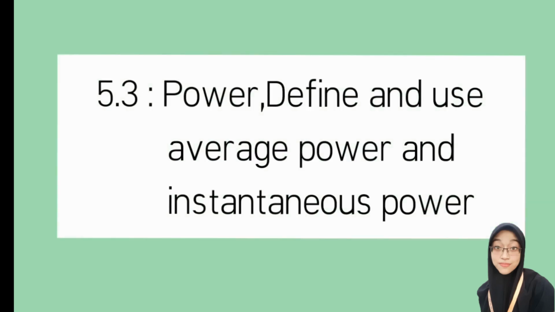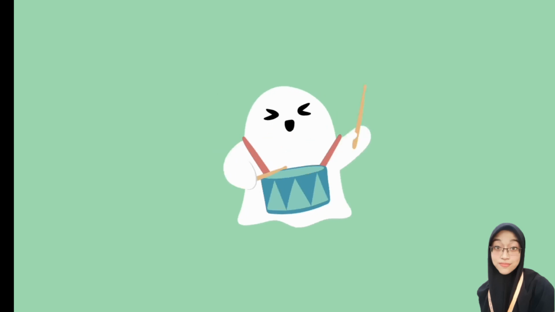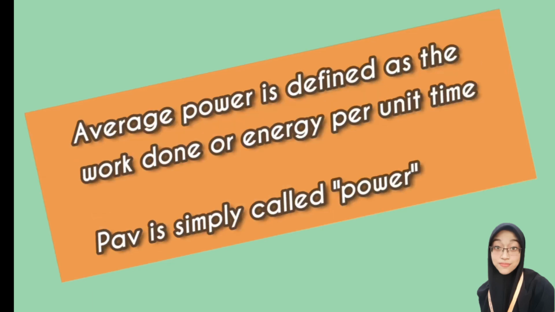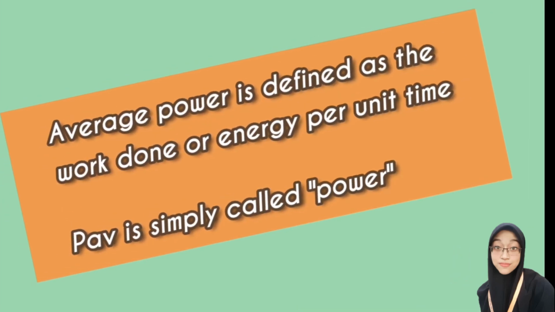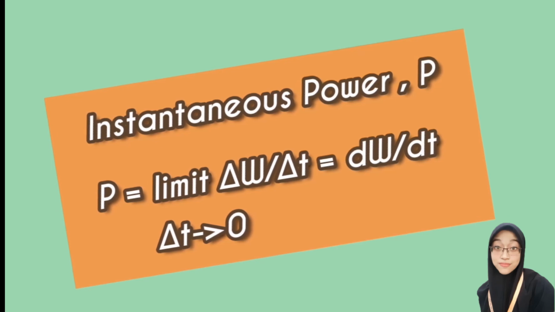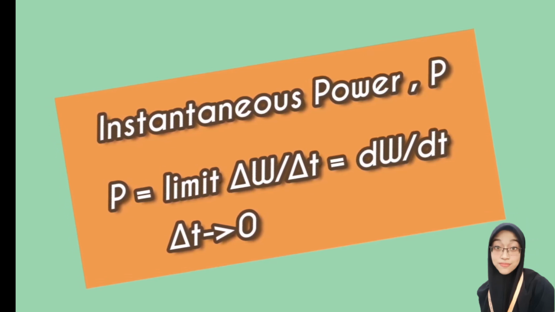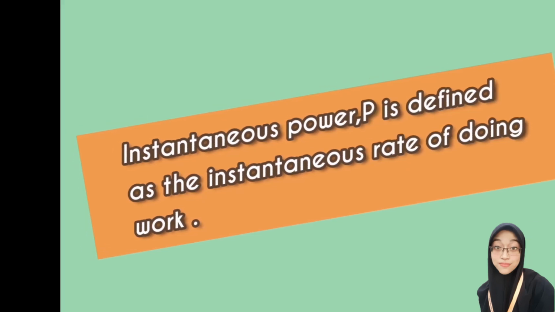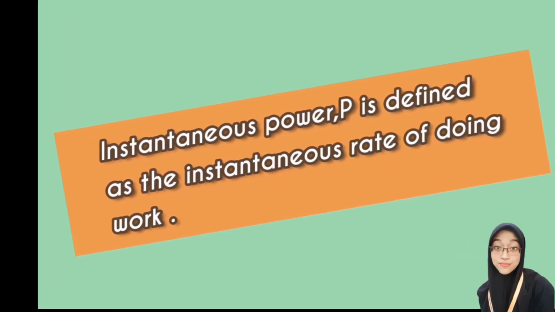Define and use average power and instantaneous power. There are two types of power, which is average power and instantaneous power. Average power formula is as stated, and average power is defined as the work done or energy per unit time. Instantaneous power is also as stated, and instantaneous power is defined as the instantaneous rate of doing work.